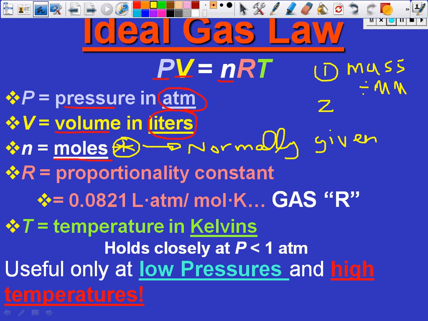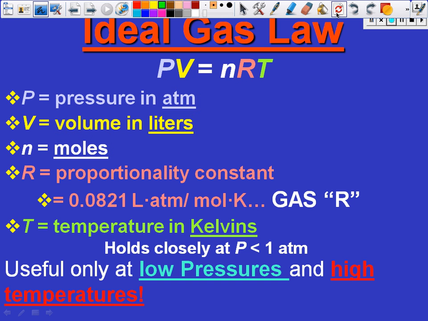The second way is they're actually going to give you the molarity. Well, how do you get moles from molarity? They must also give you a volume. So in that case, you would do molarity times volume in liters, and that will give you the number of moles. It is very rarely that they just put down your number of moles and go from there. You're probably going to normally have to convert those two.